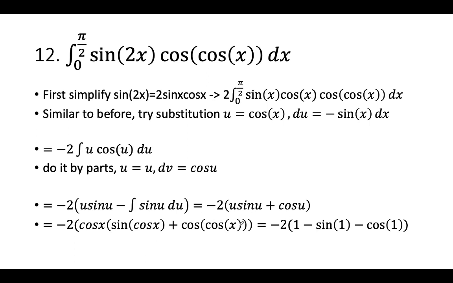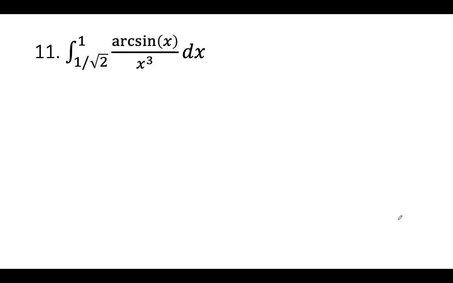You have to be a little bit careful because cosine of this is going to be cosine of pi over 2. So you get sine of 1 and cosine of 1, which is weird because we don't usually see those numbers. Okay, and this was one of the harder ones.